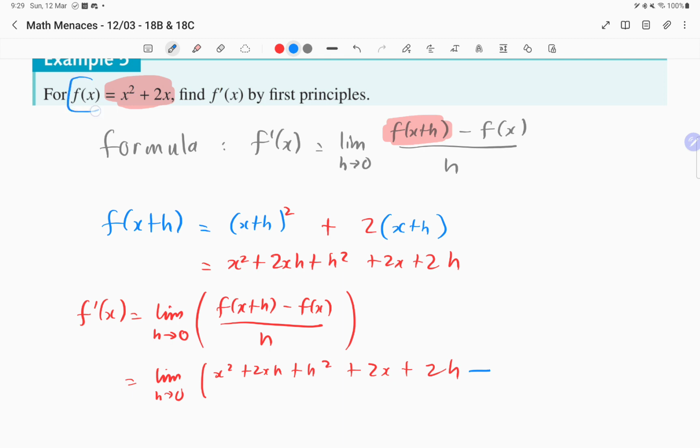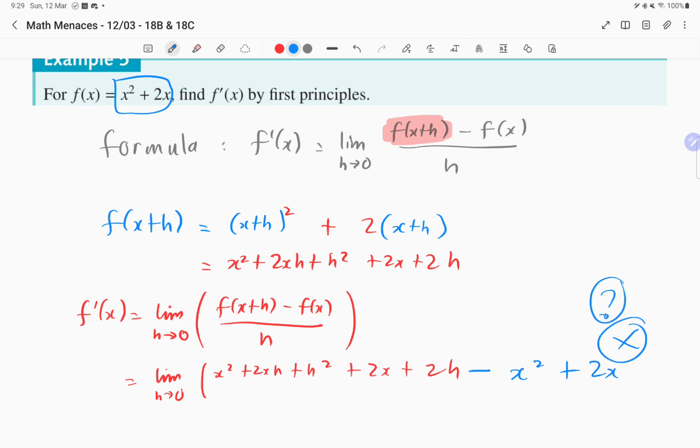Because we're subtracting f(x), right? So we need to put the value of f(x) in here, but f(x) has two terms. So to do the subtraction, you need to put them in. Because if you don't do anything, right? If you write it this way, this is wrong. Why? Why is it wrong? If you just put it in like this.